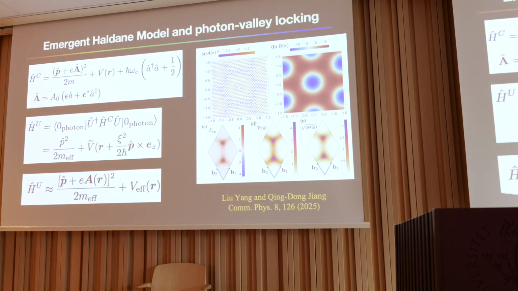Actually, when we do the unitary transformation, we get a new effective Hamiltonian, and that is the flux felt by the electrons in the graphene. So it's a spontaneously emergent Haldane model. Just put the single layer graphene in the cavity.